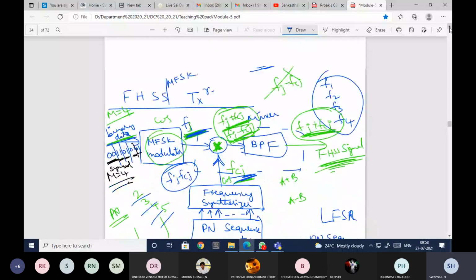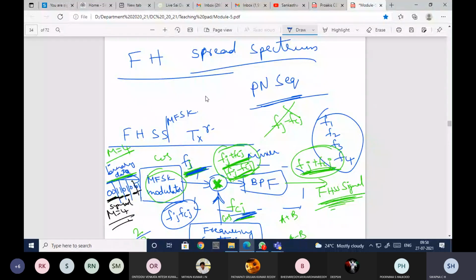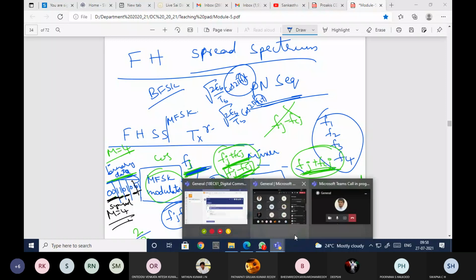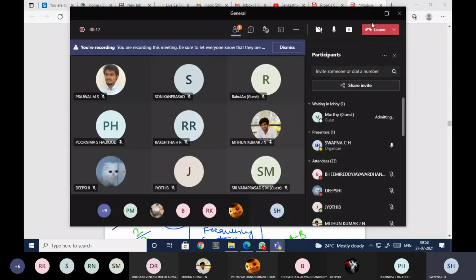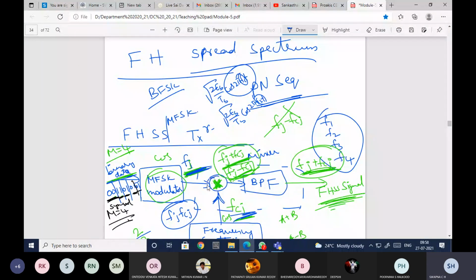The modulated signal output, if you just recall, is given by root 2 EB by TB cos 2 pi F1T. This F1, I'm saying that this is FJ. FJ is nothing but F1 in this, or root 2 EB by TB cos 2 pi F2T. So this is the second frequency in case of BFSK. That is the input to the multiplier. So the multiplier will get this.